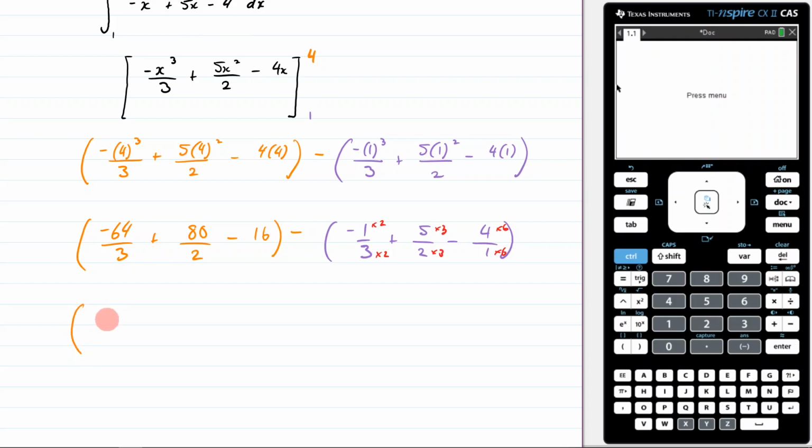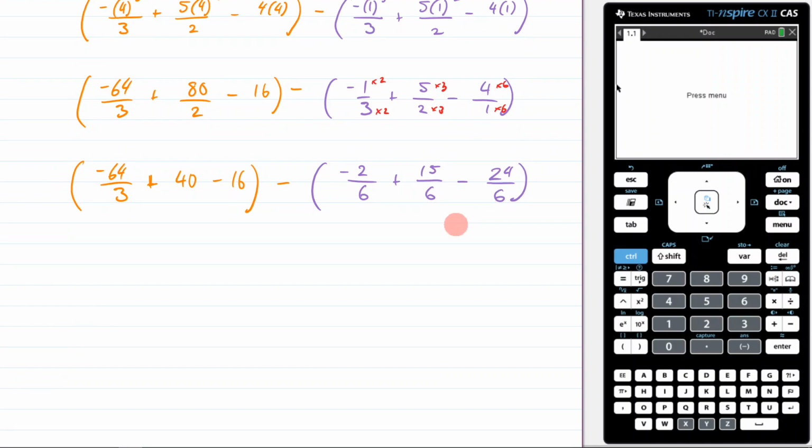We're continuing on this way. This is negative 64 on 3 plus, now this is going to be 80 on 2 is 40, right? 40 minus 16. And then on this side over here, I'm making everything have the same denominator. So this is going to be negative 2 on 6 plus 15 on 6 minus 24 on 6, like that. We keep on going here. This is just a painful question now. We've kind of done the hard part. This is now just making sure we don't slip up with our calculations here. 40 minus 16 is going to be plus 24.